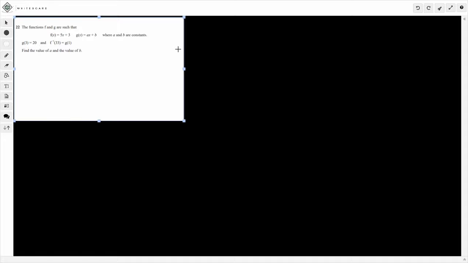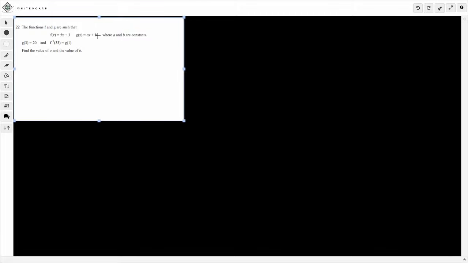So here, for question 22, we're dealing with functions. We have two functions, f and g here, and we're given a bit of information. We know g of 3 is equal to 20, and f inverse of 33 is equal to g of 1. And we have to find the value of a and the value of b. So let's have a go at doing this.